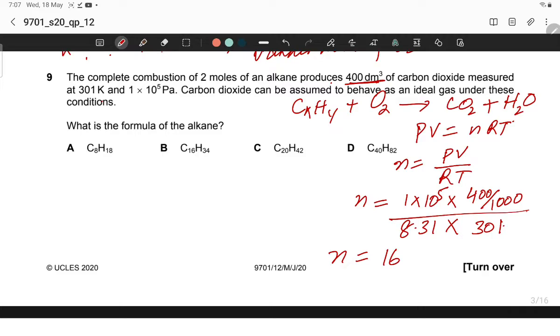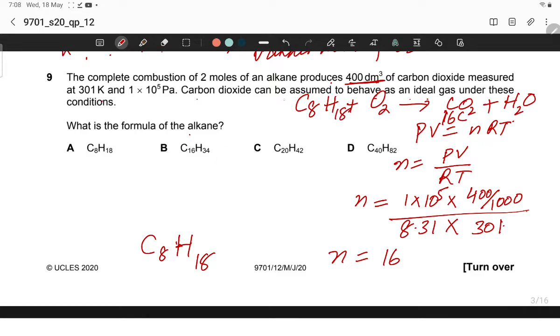And this is alkane. If carbon dioxide can be assumed to behave as an ideal gas under this, what is the formula of the alkane? So if 16 moles of carbon dioxide are there, the carbon must be C8. So the alkane is C8H18. So this is C8H18.